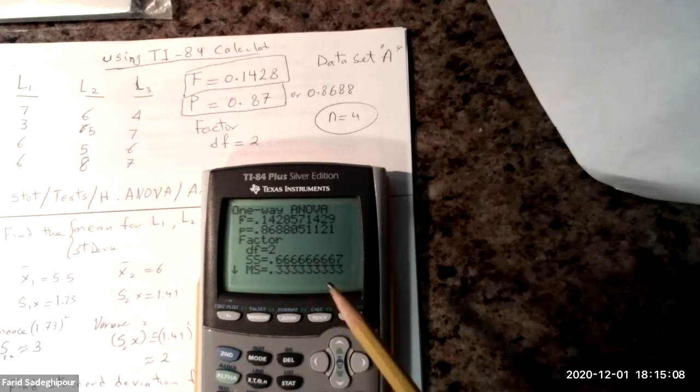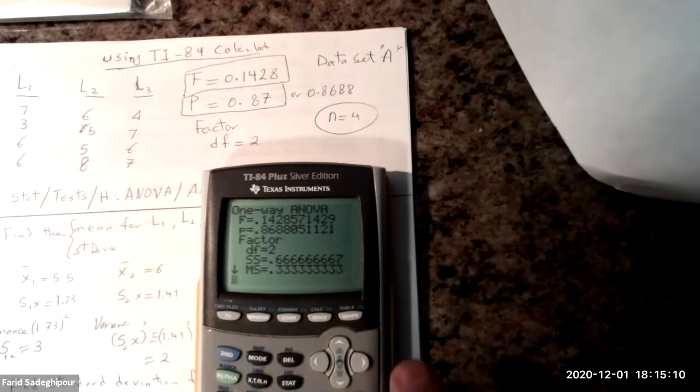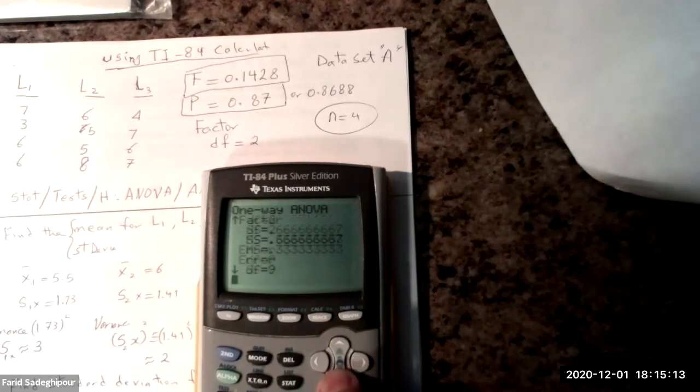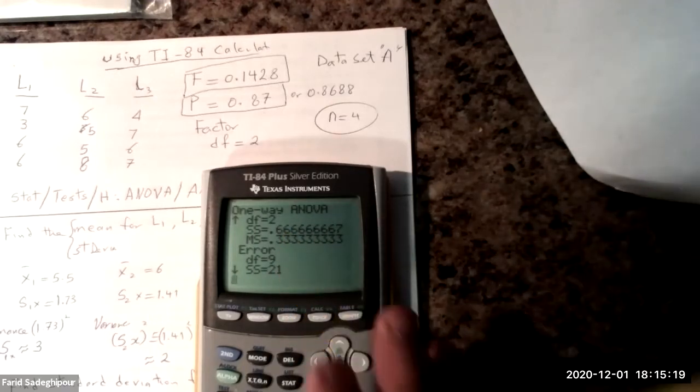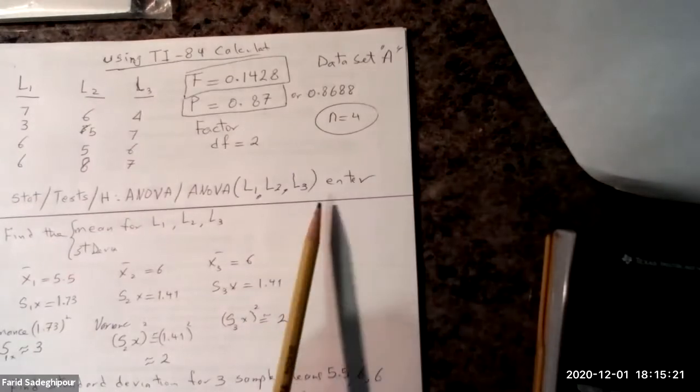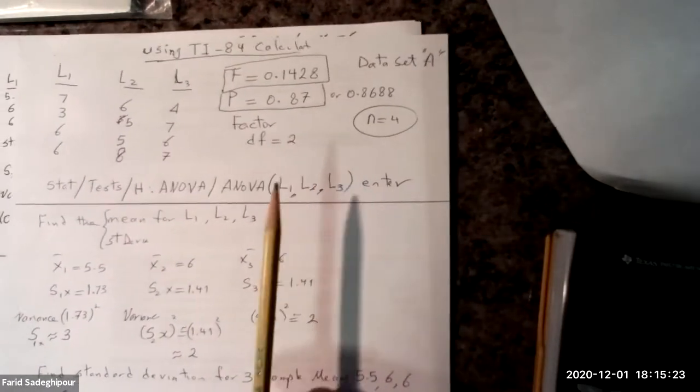And if you notice here, there are two values of DF. We discuss this later on. See the DF 2 and DF 9. Remember these two numbers, DF 2 and DF 9. Okay. All right. So that's how to do the calculation using the TI-84 calculator.